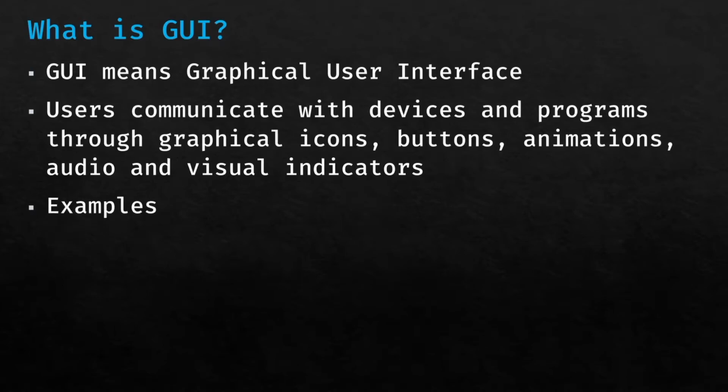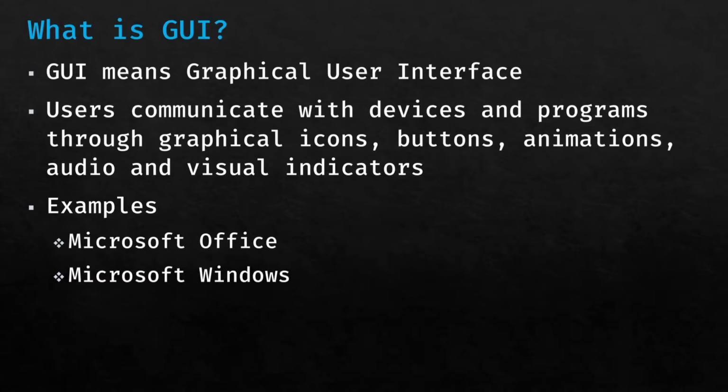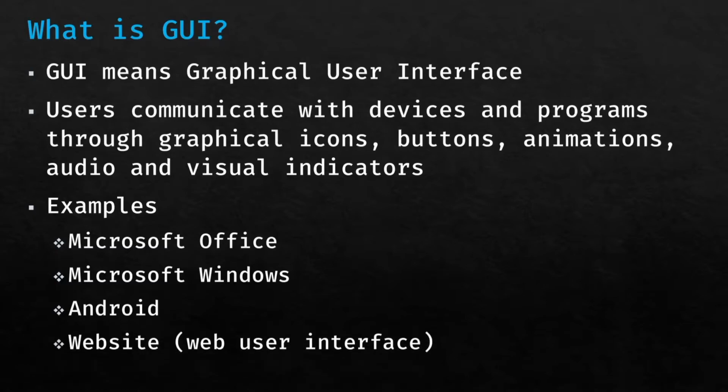Okay, so some examples of graphical user interfaces are Microsoft Office Suite, which is PowerPoint, Word, Outlook, and a whole lot. You can mention them yourself. And then we also have Microsoft Windows itself, which is a graphical user interface operating system. We also have Android, and we also have the website, which falls under the web user interface. We are going to go through that in our subsequent videos.